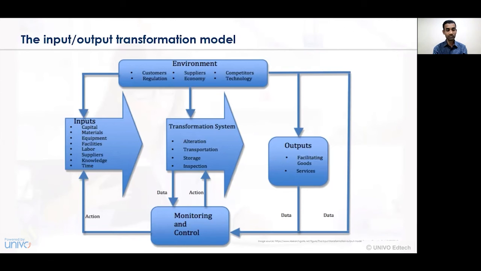All those activities with respect to the transformation model are being undertaken for monitoring and control. Monitoring and control with respect to the scheduling and processing of the activities means focusing on creating an output for a particular product. That particular output may be related either to goods or to services.